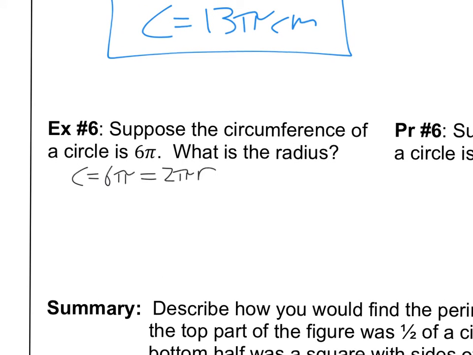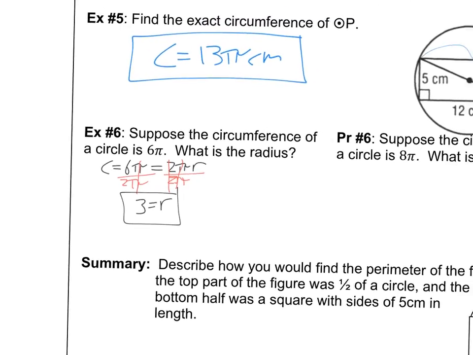So, if that's true, well, we could just solve this. This is just a real simple equation. I have a variable r. It's just simple algebra. I could divide by 2, and I can divide by pi as well. The pi's cancel out, the 2's cancel out. 6 divided by 2 is 3, so 3 equals r. So the radius is 3. That's it. They didn't give us units there, so just 3 units of some kind.